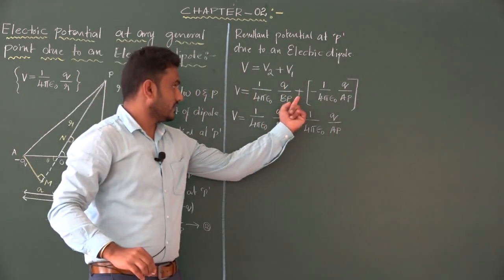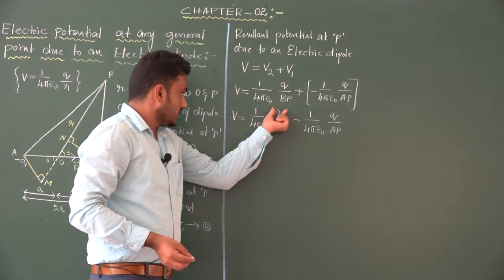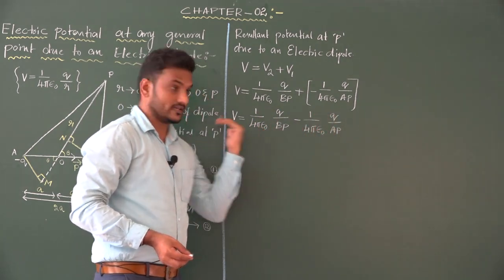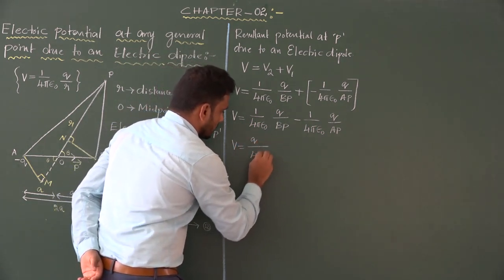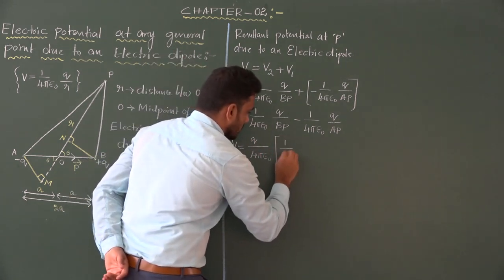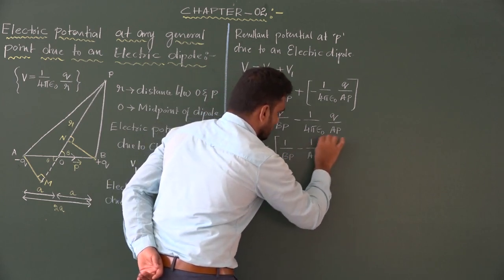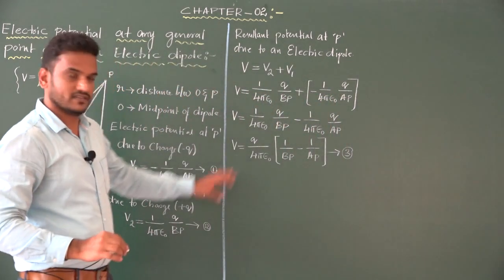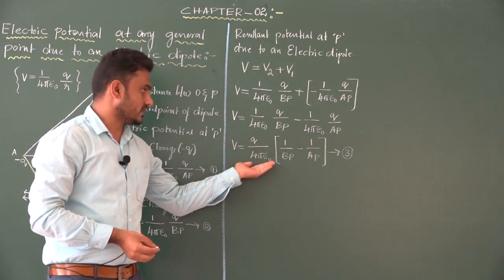Look at this, plus into minus. So here Q divided by 4 pi epsilon naught I can take as common. So V is equal to Q divided by 4 pi epsilon naught, and the remaining thing is 1 over BP minus 1 over AP. Mark it as equation number 3. Just we simplify by taking Q divided by 4 pi epsilon naught as common.